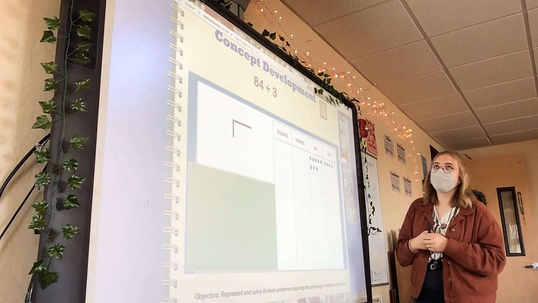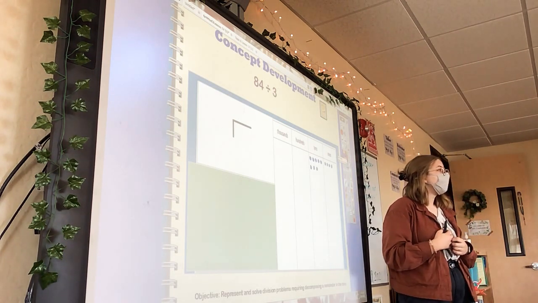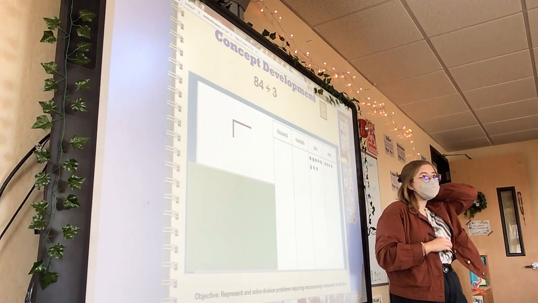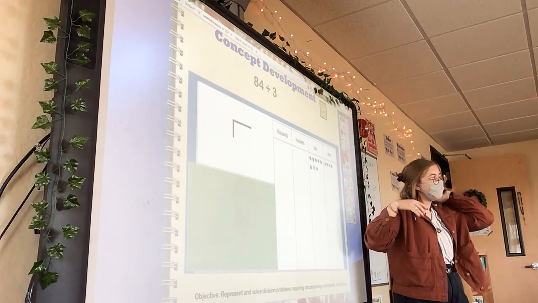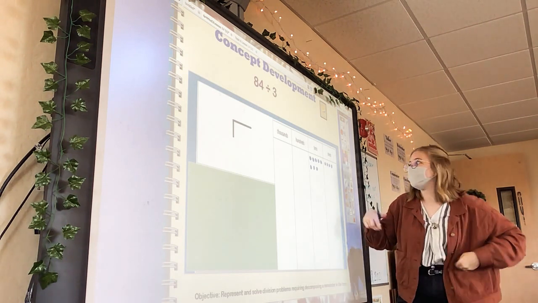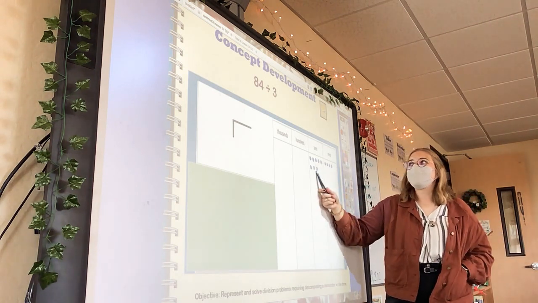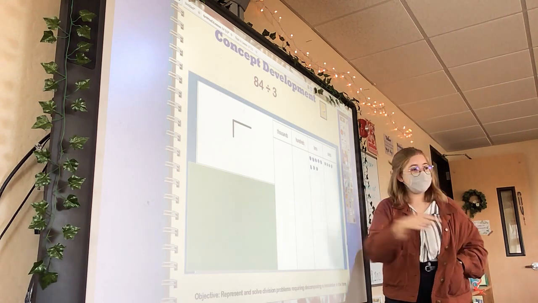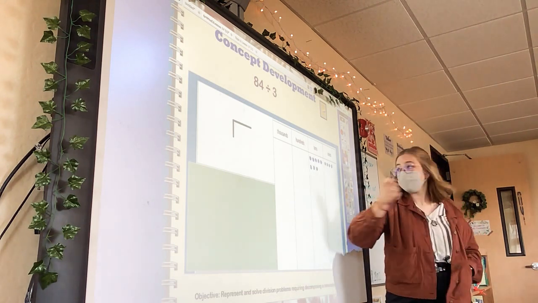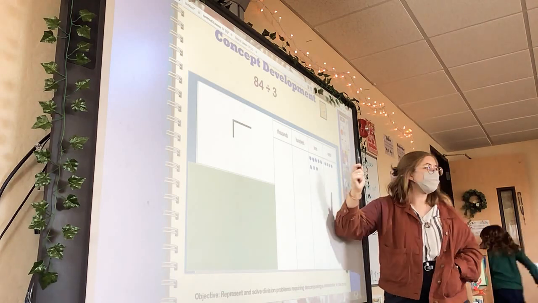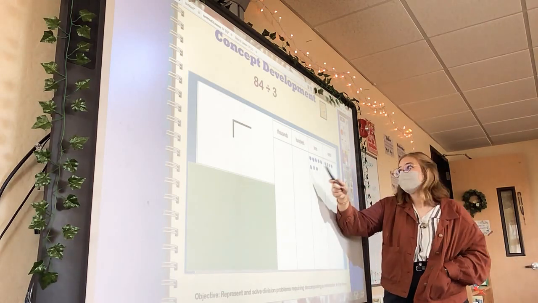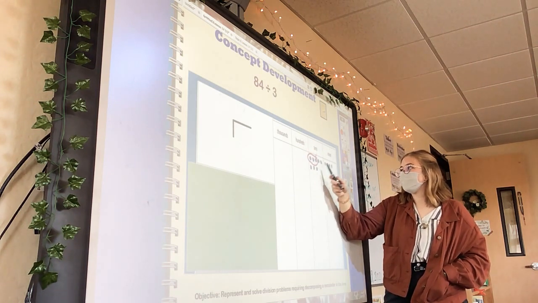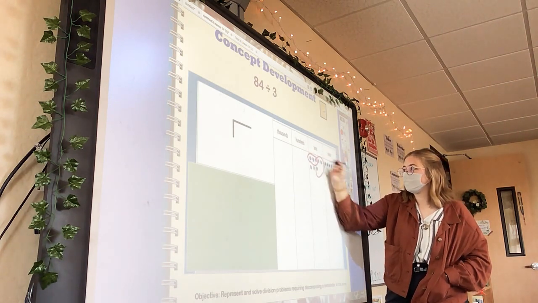So we have 84 divided by 3. I start with which place value, 10s or 1s? 10s. Good. Start with my 10s place. What's my divisor? 3. Alright, so I need to circle groups of 3. So 1, 2, 3, circle. 1, 2, 3, circle.